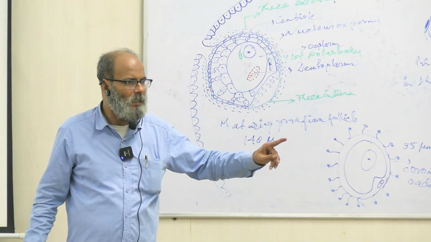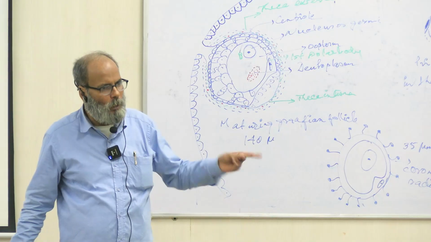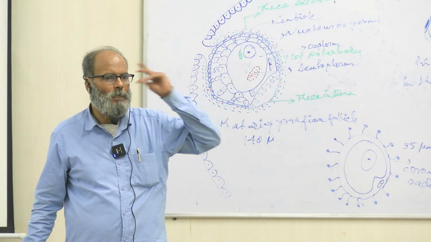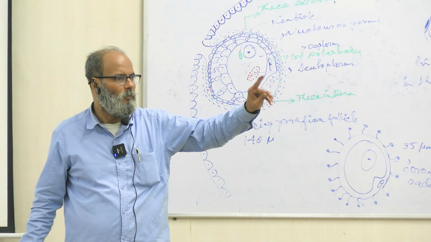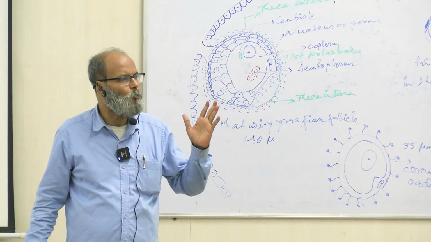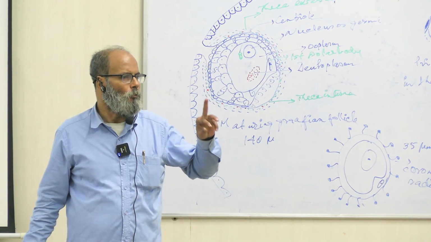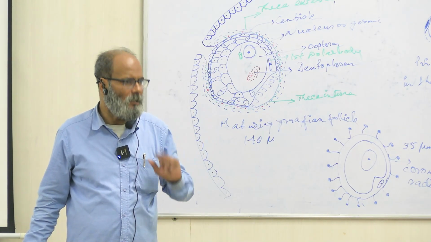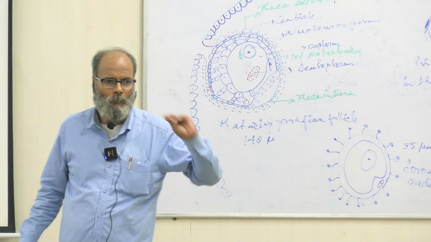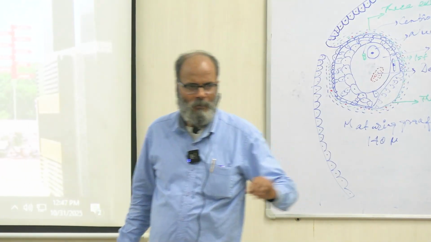All right, and at the time of fertilization, the secondary oocyte will complete the second meiotic division, give rise to the ovum, and the second polar body. Sometimes the first polar body also is able to divide and give rise to the first, second and third polar body. Got my point? But this doesn't take part in fertilization.